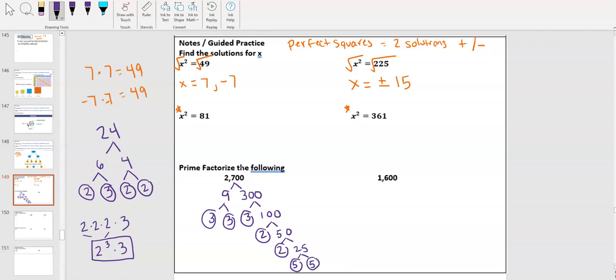All right. I am now going to put all of my numbers together so you can even count them. I've got 2 2s. I've got 3 3s. And I've got 2 5s. So just like in standard form of our equations, you do want to put them in order from least to greatest. And that's how you do prime factorization with a prime factor tree. So go ahead and try to prime factor 1600.